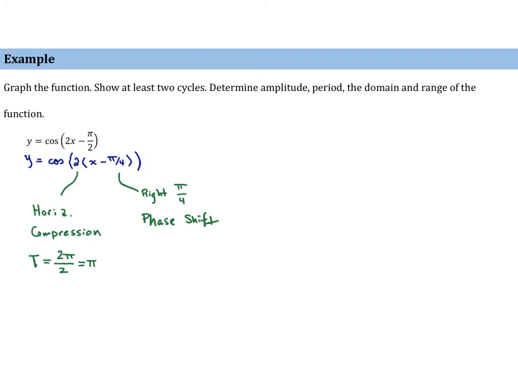So the amplitude did not change because there was no vertical stretching or compressing. So the amplitude is 1. And there was no vertical translation up or down. So the line of oscillation is still y equals 0.